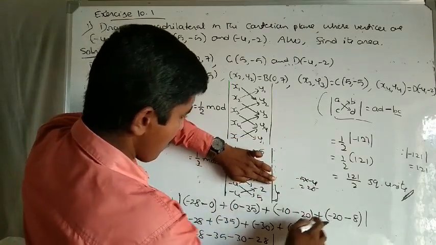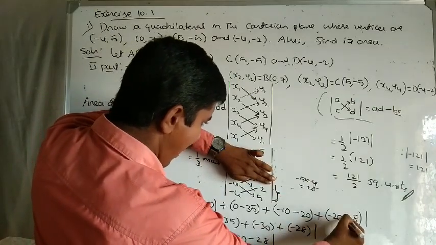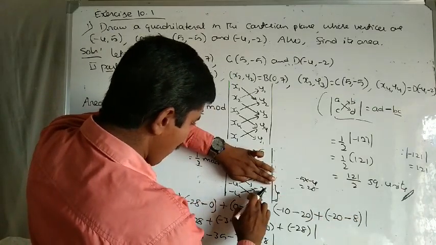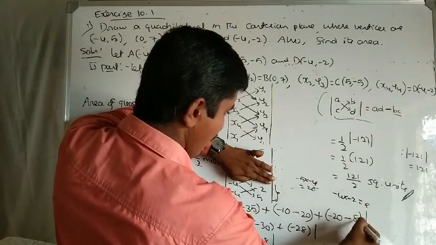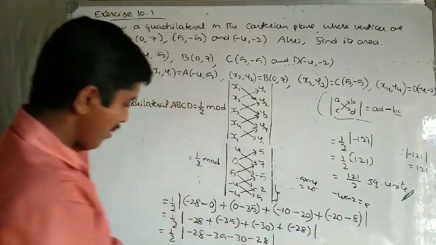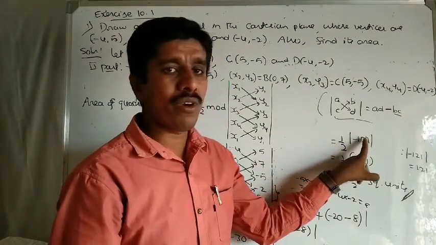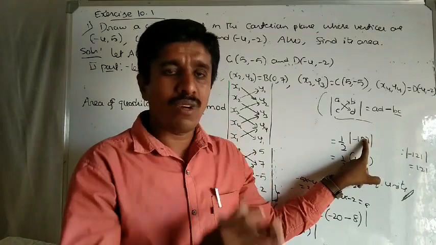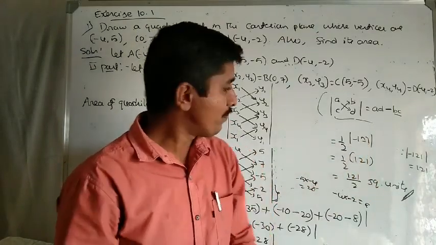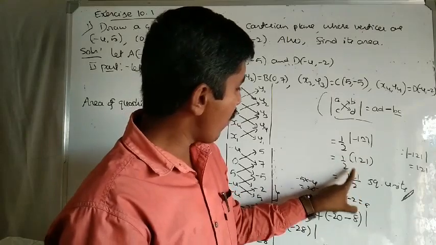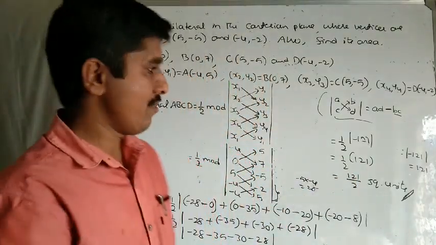Now last: plus minus 4 into 5 is minus 20. Put minus 4 into minus 2, that is plus 8, correct. Simplify, we get half into modulus of minus 121, and modulus of minus 121 is 121 because modulus is always non-negative. So 121 into 1 half, that is 121 by 2 square units. Okay.